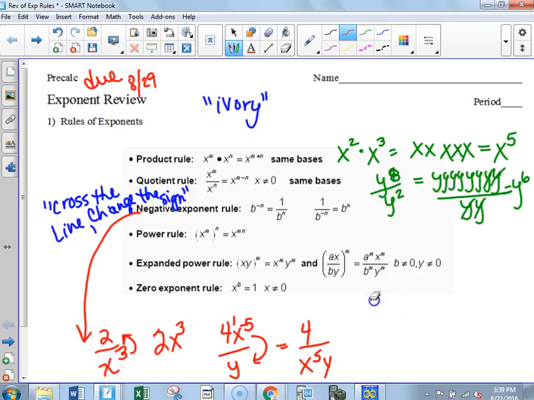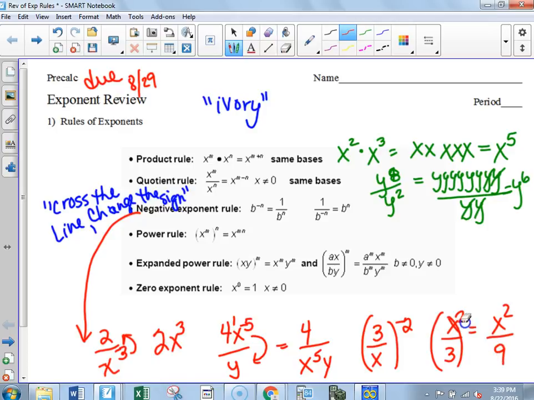And the third case is if you have an exponent on the outside, like a negative 2 out here, it flips everything over and then squares it. So you would end up with an x squared over a 3 squared, which is 9. Be careful you're not multiplying 3 times 2, you're squaring it.